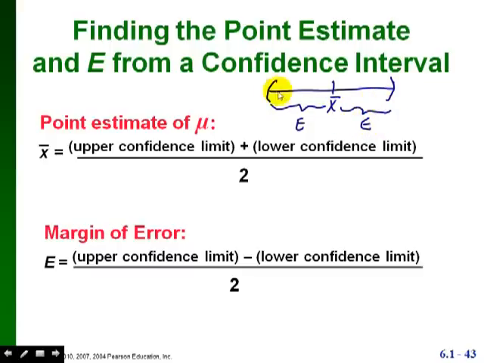The point estimate is actually exactly halfway between the two limits, and that means if we know the two limits, we can just find the average. So we just add them together and divide by 2. Then once we have that, our margin of error is just the distance between our point estimate and either one of our limits. So we can subtract one from the other and get that value.